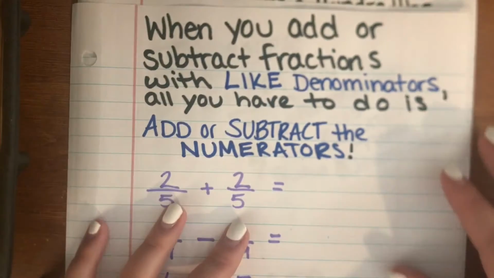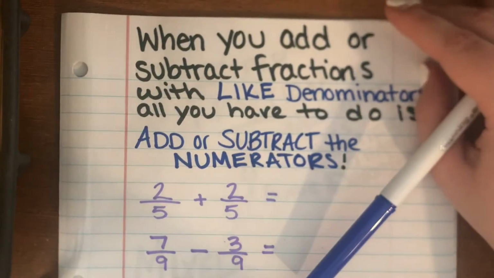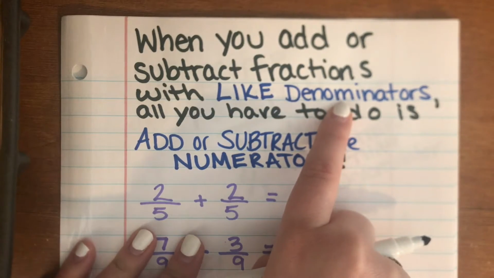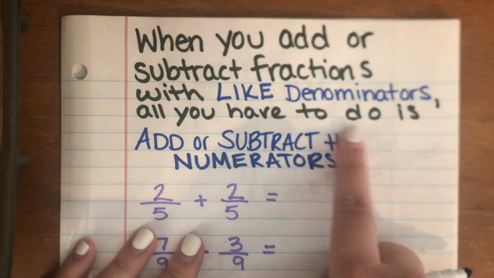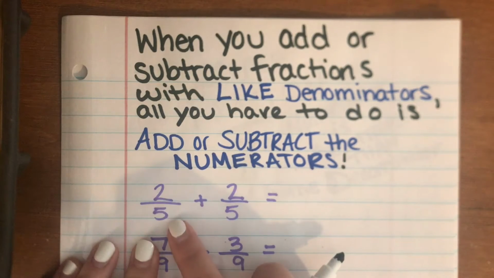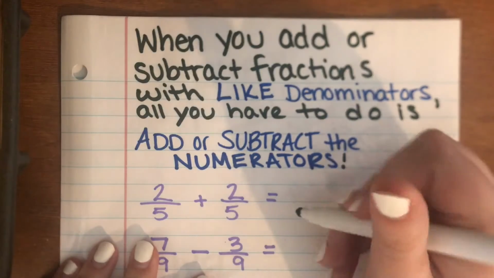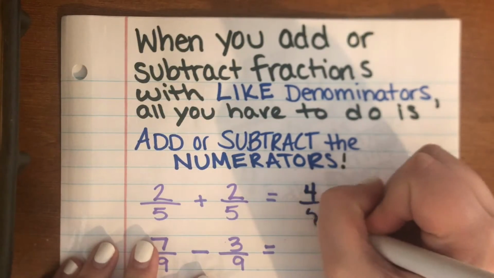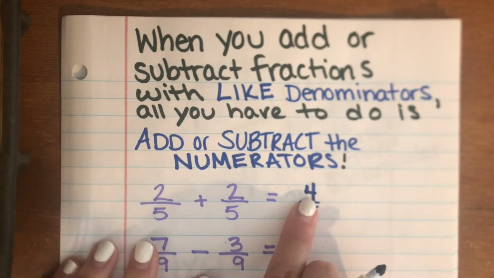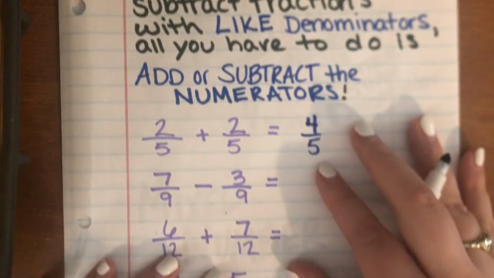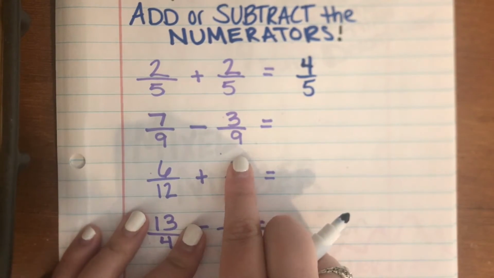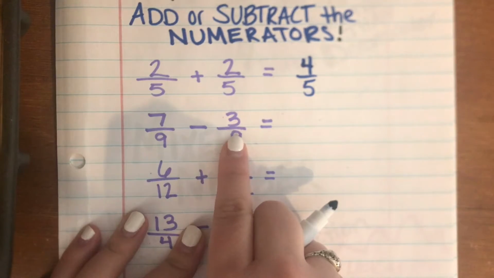Okay, something to remember: when you add or subtract fractions with like denominators, so denominators that are the same, all you have to do is add or subtract the numerators. So if I have 2/5 plus 2/5, my answer would be 4/5. I'm not changing the amount of parts, just the amount of parts shaded or used.